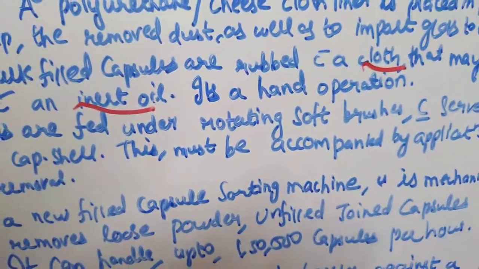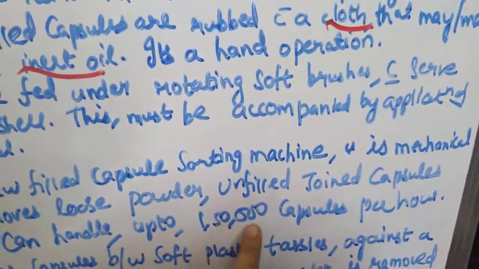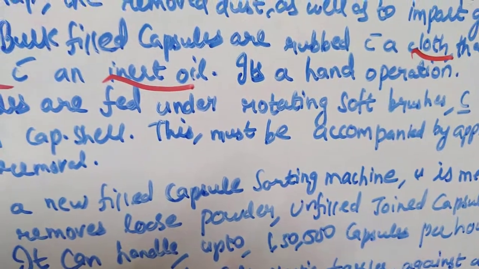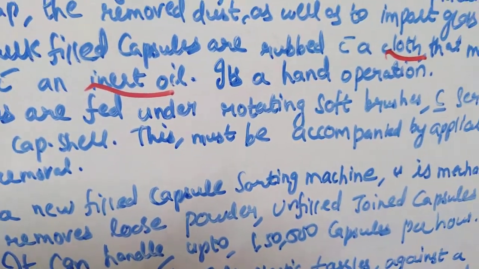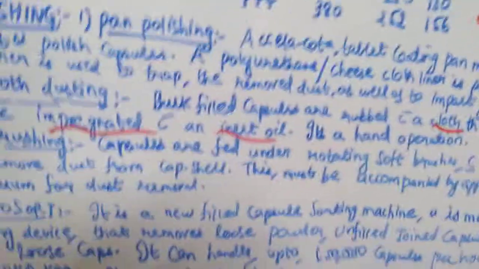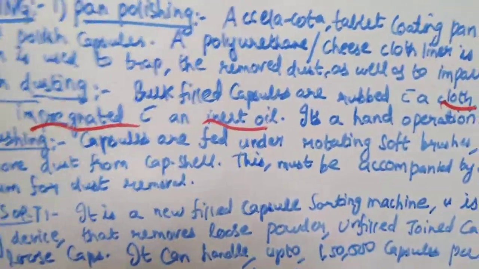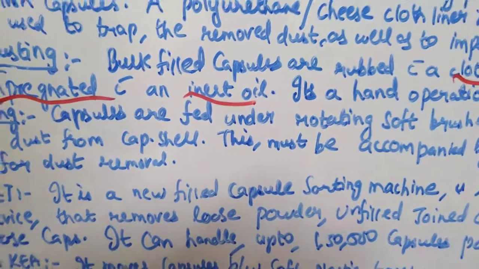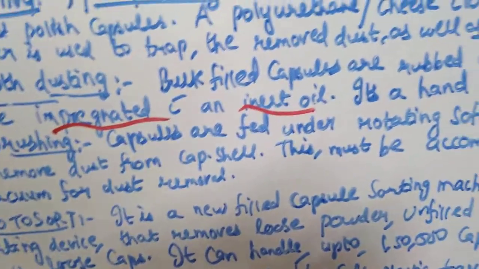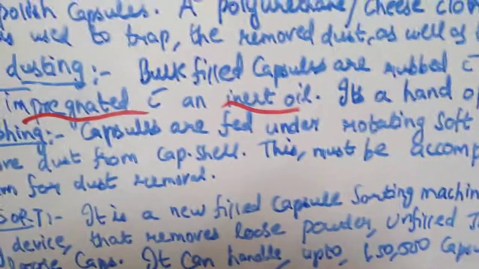So this Rotosort can handle up to 1,50,000 capsules per hour, and it can run directly from a filling machine or can be used separately. That means as soon as the capsule filling operation is done, it can be attached immediately after that, or directly to that, or it can be used separately.